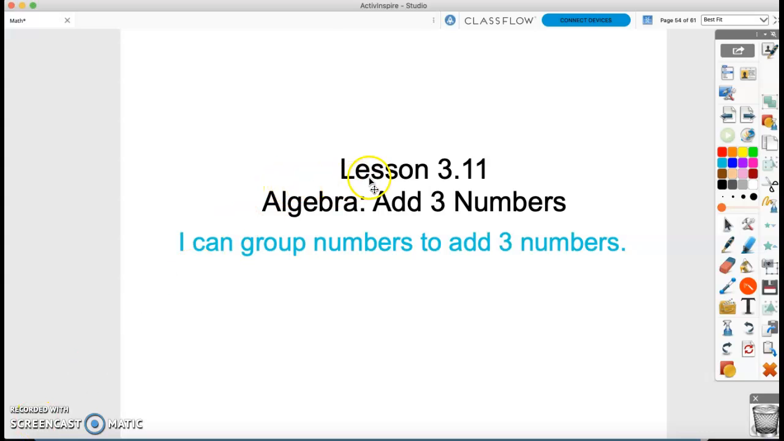This is Math Lesson 311. Algebra, add three numbers. At the end of this lesson, you will be able to say, I can group numbers to add three numbers.